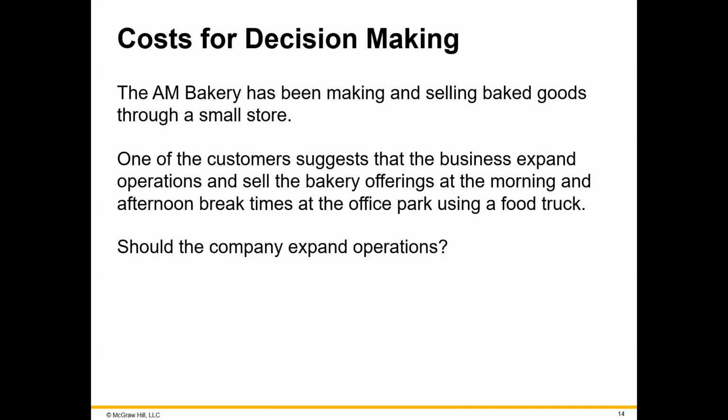Now we're going to look at an example of a company, AM Bakery, and how they make decisions. The bakery makes and sells baked goods through a small store. One of the customers suggests that the business expand operations. They want the bakery to sell in the morning and afternoon break times using a food truck. Should the company expand operations?